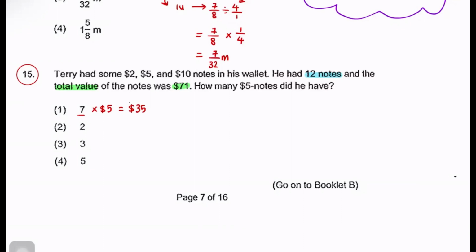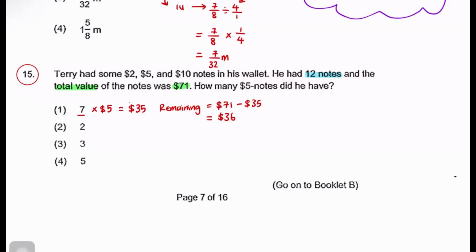In total, he had 71. That means the rest of the money must be made up of the $10 and $2 notes. How much is the remaining money then? $71 minus 35 equals $36. Then this remaining amount, $36, can it be split into $2 and $10? You have to ask yourself, okay?